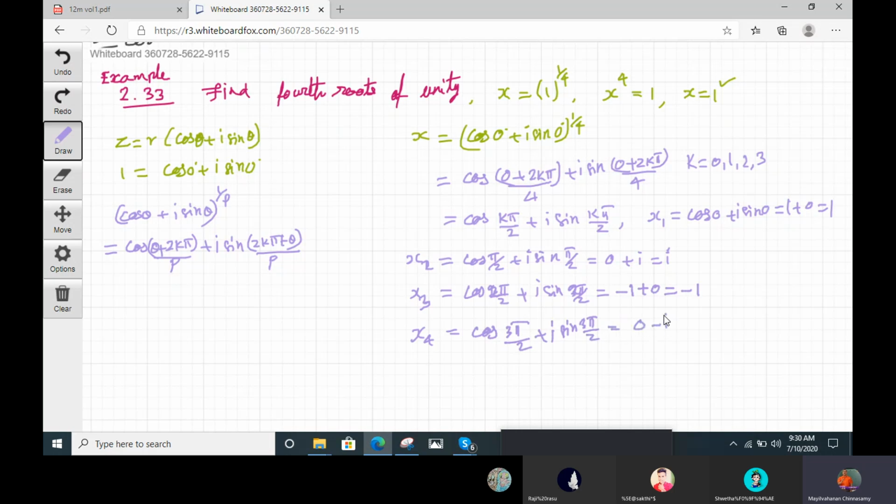So what are the fourth roots of unity? The fourth roots of unity are 1, minus 1, i, minus i. These are the values of the fourth roots of unity. Understand, dear students?